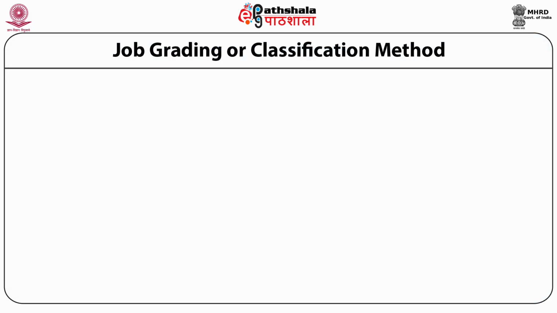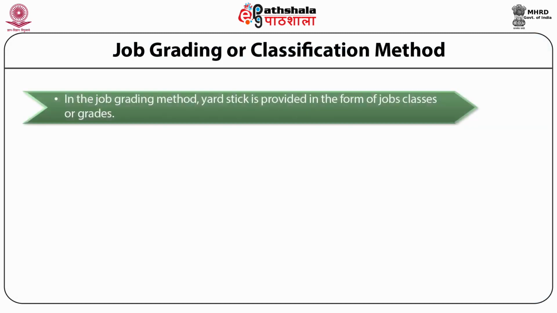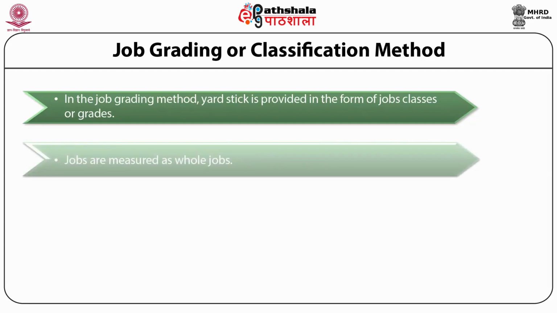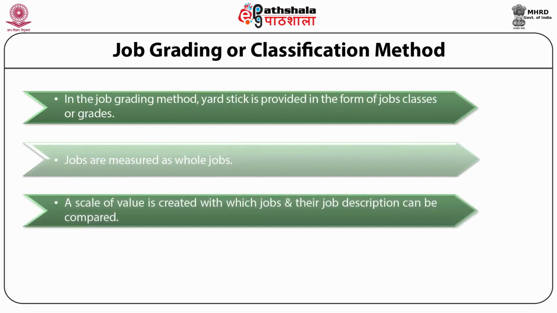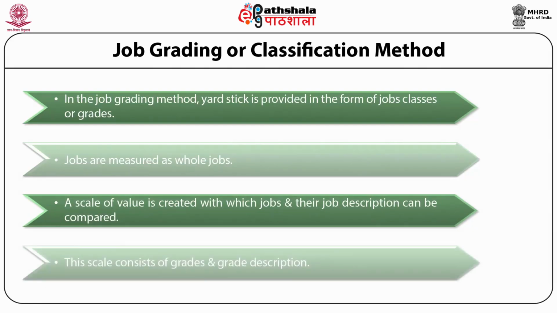Job grading or classification method. In the job grading method, a yardstick is provided in the form of job classes or grades. Jobs are measured as whole jobs. A scale of value is created with which jobs and their job descriptions can be compared. This scale consists of grades and grade descriptions.